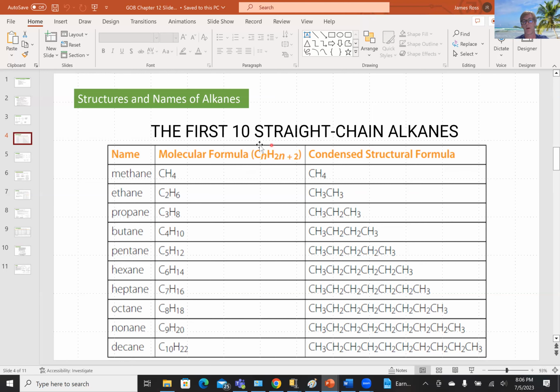They all obey the formula CnH2n+2. For example, if n is 1, then 2 ones are 2 plus 2 is 4. So we get the formula CH4. If we look at hexane, n is 6. So 2 sixes are 12 plus 2 is 14. We get the formula C6H14. So again, you can predict the formula because it obeys the structure even beyond 10 carbons. And this is definitely one thing to look out for. If you want to call yourself an alkane, you have to obey this formula.